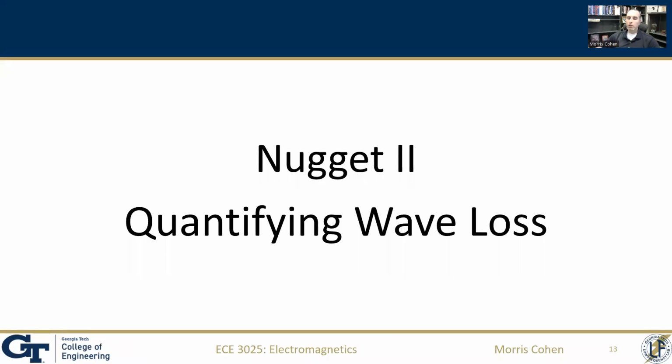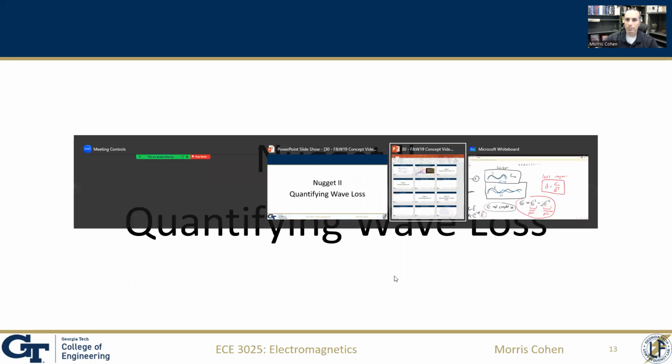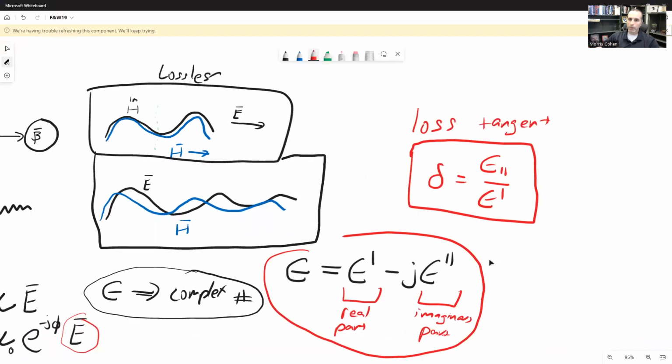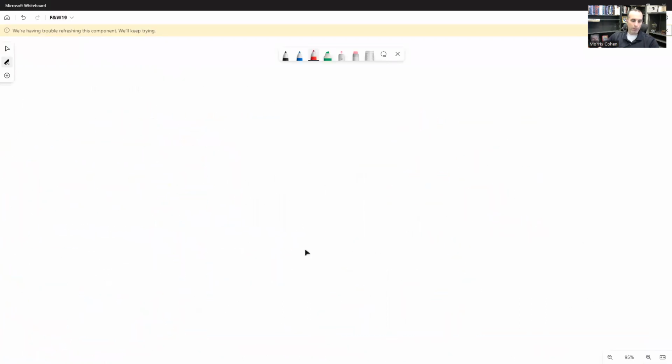Okay, let's move on to quantifying wave loss mathematically as a function of material properties. And so let me just start by writing down some of the notation that we saw in the last lecture for perfect ideal attenuation. We had this notion of beta, the wave number, which equaled omega times the square root of mu times epsilon, the permittivity times the permeability.